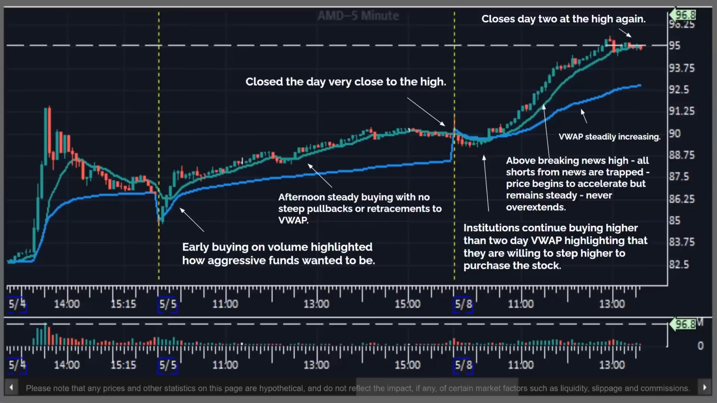Once the stock cleared the breaking news high of 91.25, it started really picking up because it was kind of in quote-unquote no man's land. And all the shorts who were initially positioned from the original headline on the breaking news day were trapped and were more than likely forced to cover. And price begins to accelerate pretty significantly and never retraces. And as you can see, price makes quite a large distance from VWAP as the day progressed.